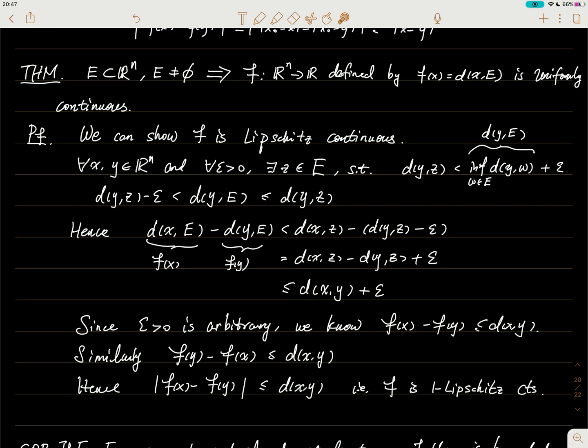I just need to switch the x and y, and I'll get the same one. So that means the absolute value of f of x minus f of y will be less than or equal to d(x,y). The right hand side is just the norm of x minus y. Now you can see that f is a 1-Lipschitz continuous function, a Lipschitz continuous function with Lipschitz constant 1, and that implies that f is a uniformly continuous function.